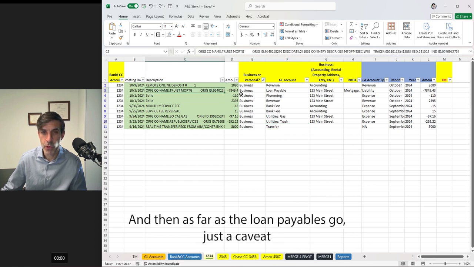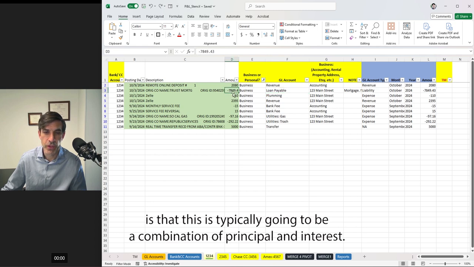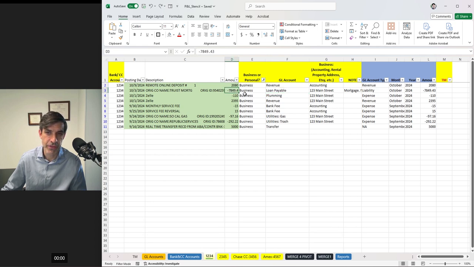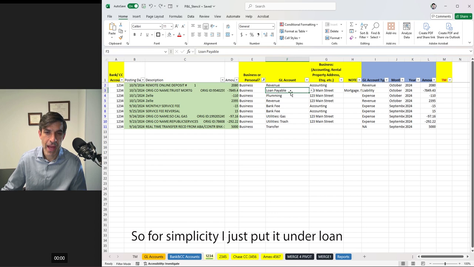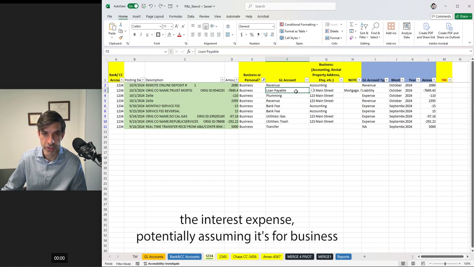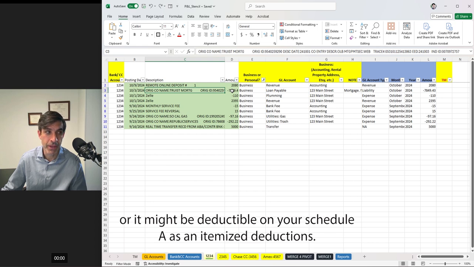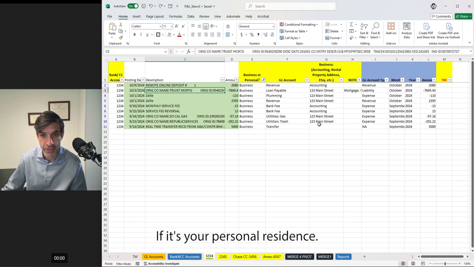And then as far as the loan payables go, just a caveat is that this is typically going to be a combination of principal and interest. So for simplicity, I just put it under loan payable over here, which is okay for now. When it comes time to file your taxes, the only deductible part is going to be the interest expense, potentially, assuming it's for business, or it might be deductible on your Schedule A as an itemized deduction if it's your personal residence.